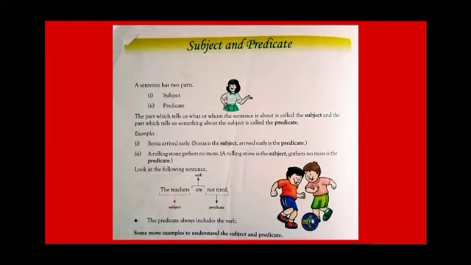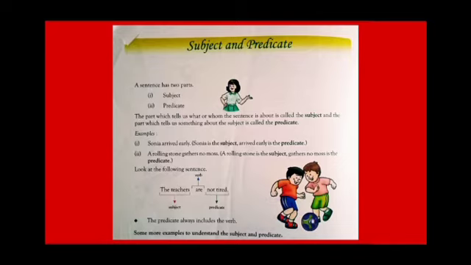Next example, a rolling stone gathers no moss. So this sentence is about what? About a rolling stone. So a rolling stone is what? The subject. And gathers no moss is what? The predicate. The subject might be of one word or of more than one word.